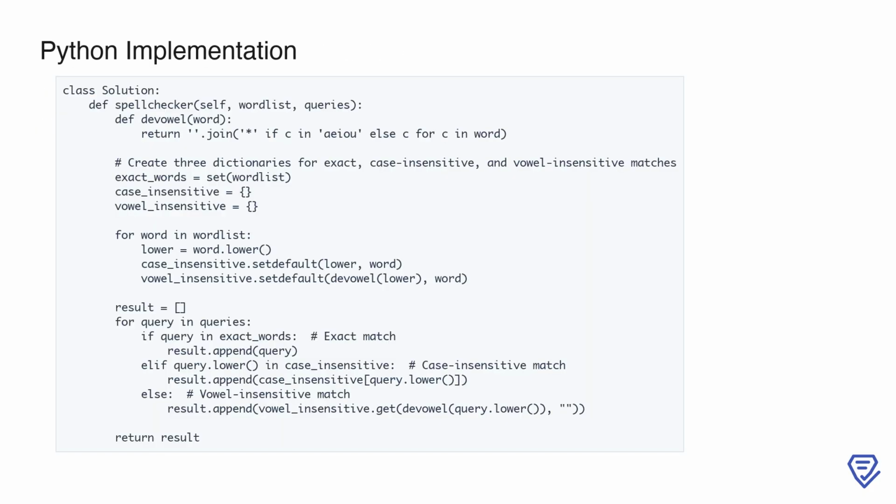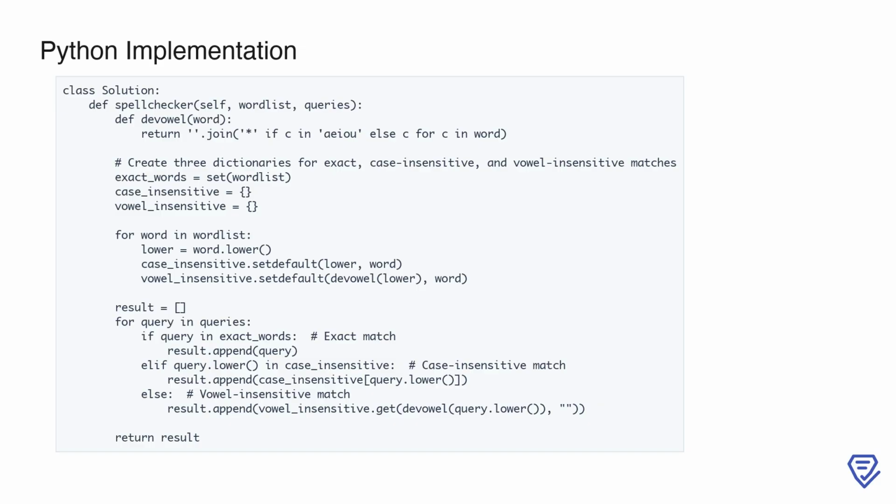This solution addresses LeetCode problem number 966, Vowel Spellchecker. The solution involves matching queries against a given word list based on 3 increasingly lenient rules: exact matches, case-insensitive matches, and vowel-insensitive matches. The first step is defining a helper function to replace vowels a, e, i, o, u with a placeholder character, asterisk. This function is used to implement vowel-insensitive matching.